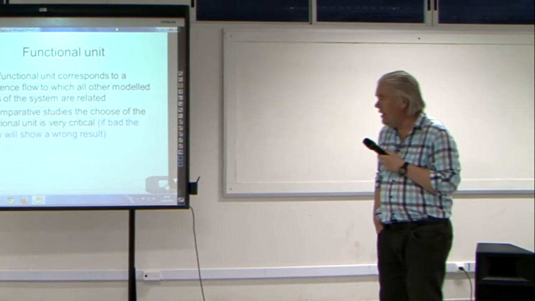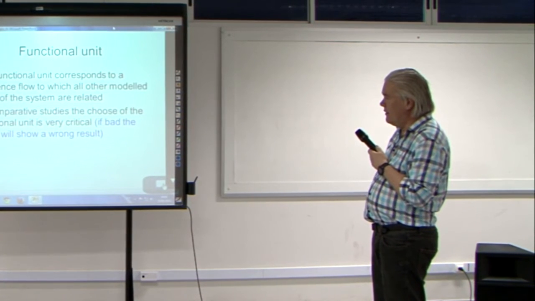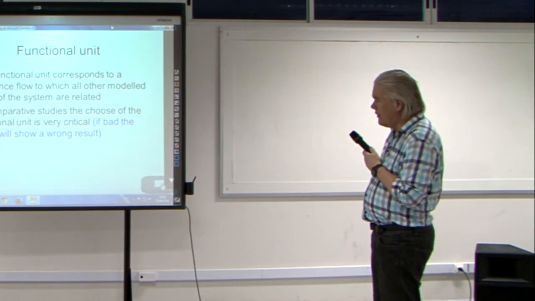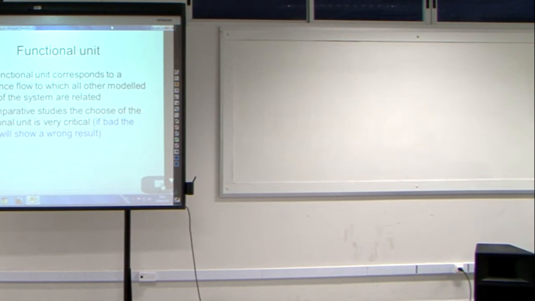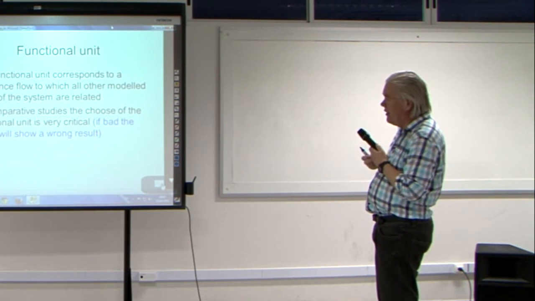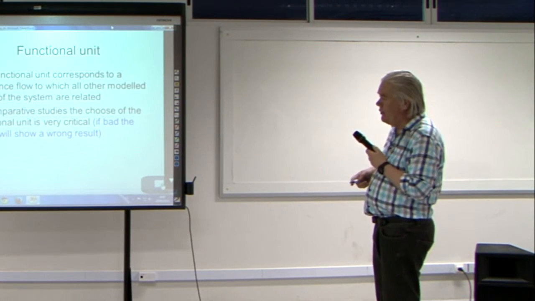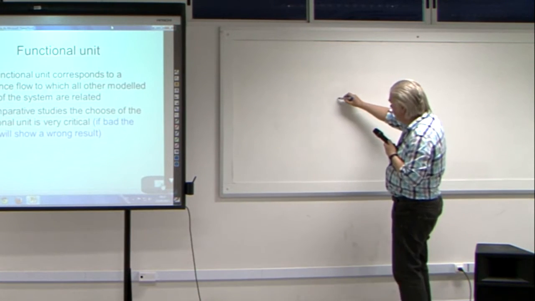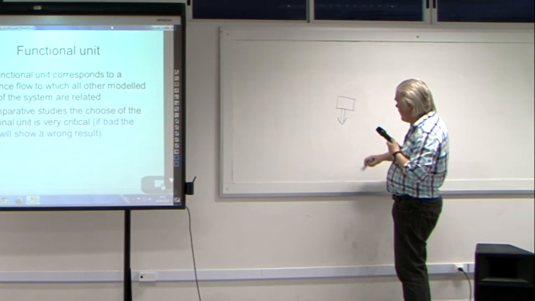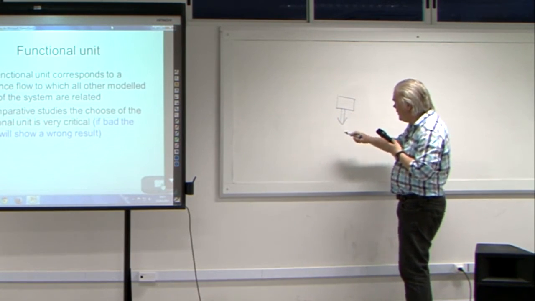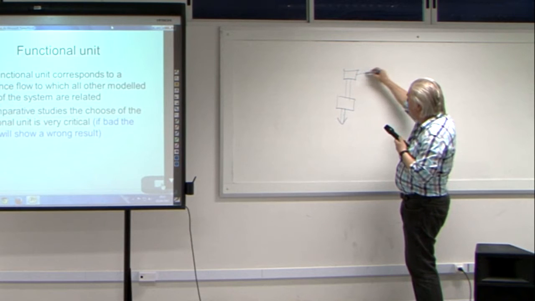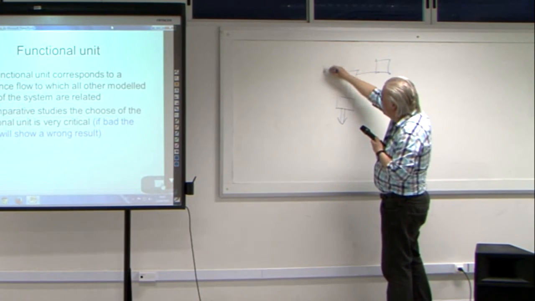This is the thing that we have to start with, to think about the functional unit. The functional unit responds to a reference flow to which all other model flows of the system are related. If this is the reference flow, of course it will have effects on all other flows.